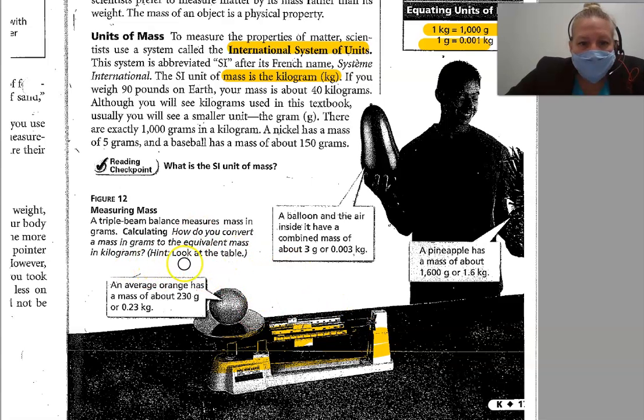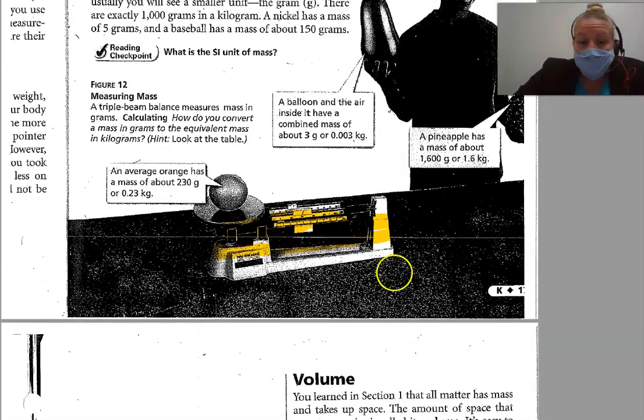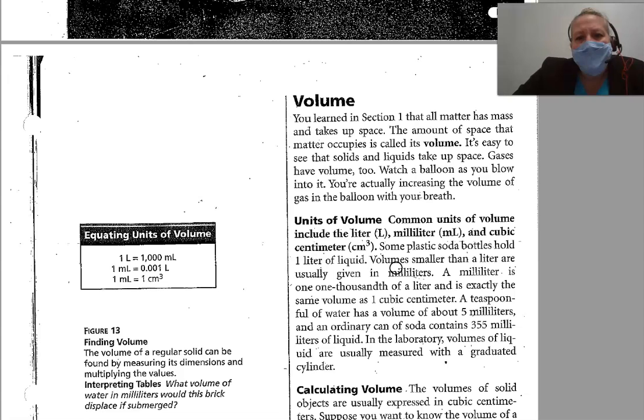How do you convert mass in kilograms to the equivalent mass in grams, or grams to kilograms? The average orange has a mass of 230 grams or 0.23 kilograms. So we use our conversion here. A balloon and the air inside of it has a mass of 3 grams or 0.003 kilograms. A pineapple has a mass of about 1,600 grams or 1.6 kilograms. If this is difficult for you and you need help with this, if you can't do this kind of conversion, please let me know. Send me an email.